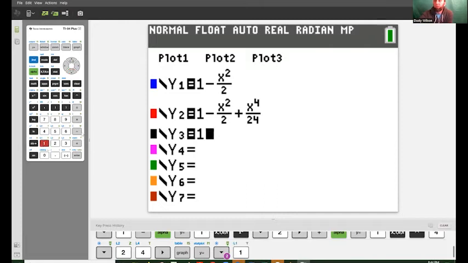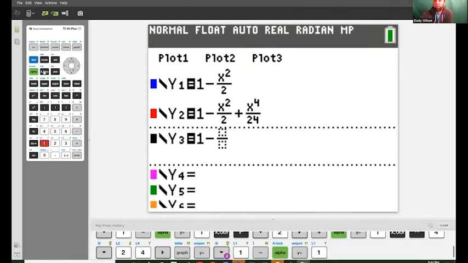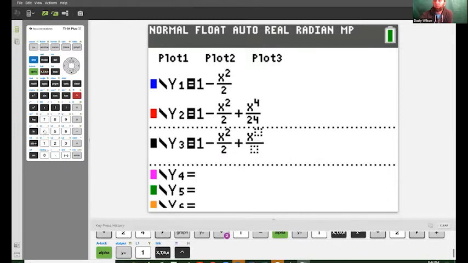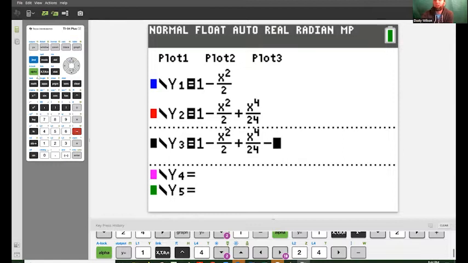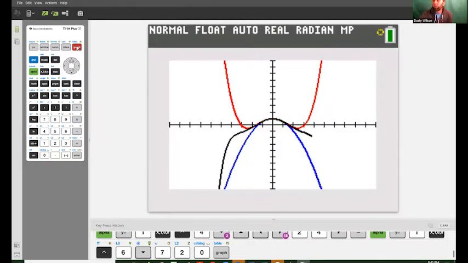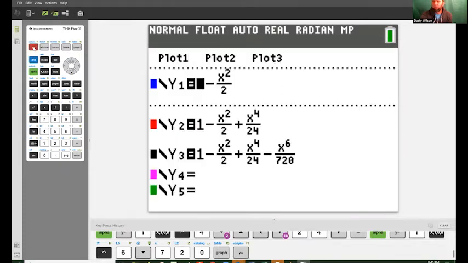So we have 1 minus x squared over 2 plus the fraction x to the 4th over 24. Okay, but now we've got to subtract. The next term will be minus because it's going plus, minus, plus, minus, plus, minus. And then this one will be x to the 6th over 720. 6 times 5 times 4 times 3 times 2 times 1. Okay. That's kind of funky looking. Still not clear. Let's do another one.